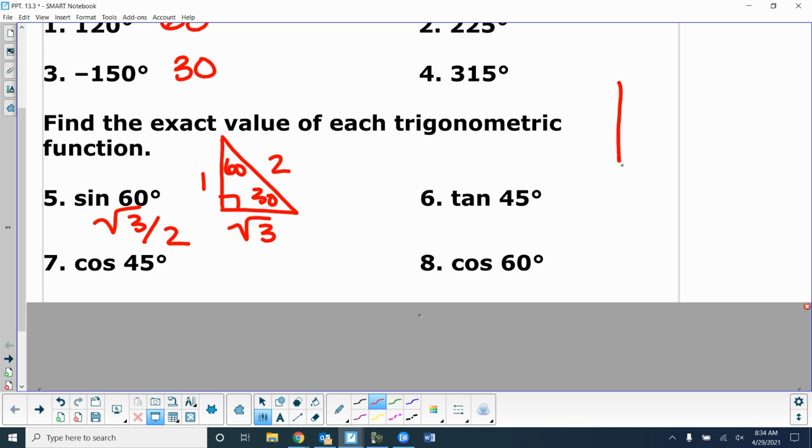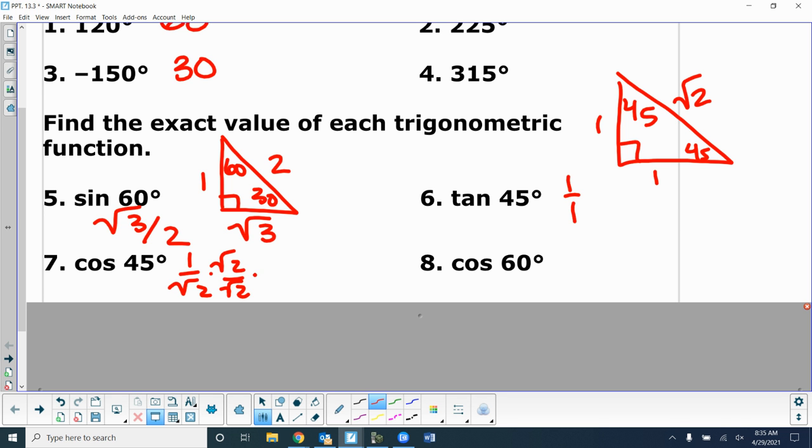45. What do we make the sides? 1 and the square root of 2. Good. So tangent of 45. Let's use this bottom right as our reference. 1 over 1, right? Cosine. Number 7. 1 over radical 2, which means we have to do what? We got to rationalize it, right?